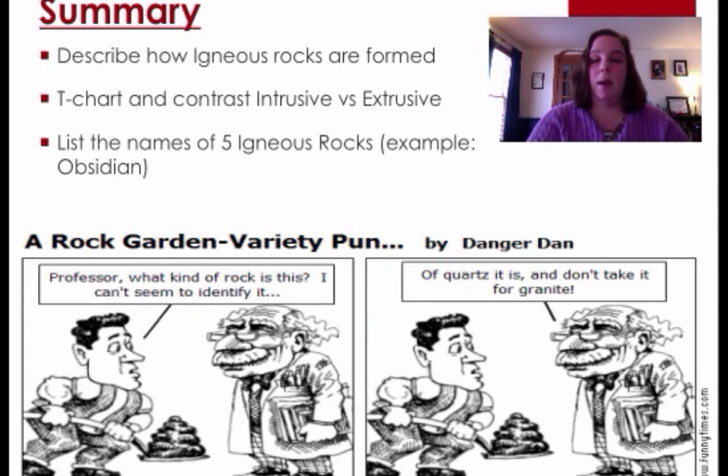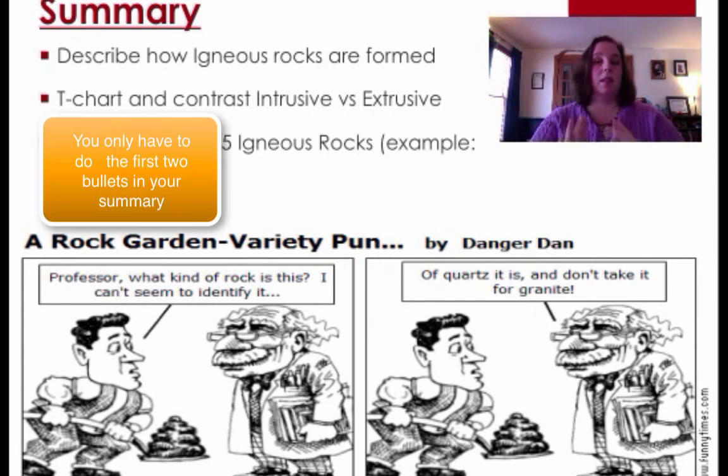Describe how igneous rocks are formed. Remember, I said that was super important that you understand how they are formed because that's going to completely show you what they look like. Let's make a quick T-chart and contrast intrusive versus extrusive.